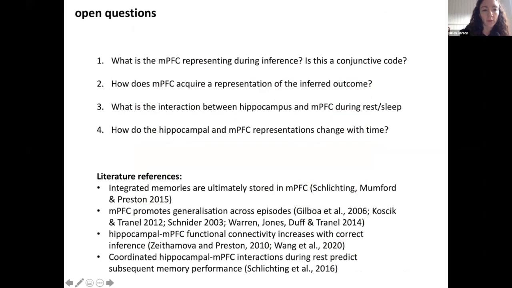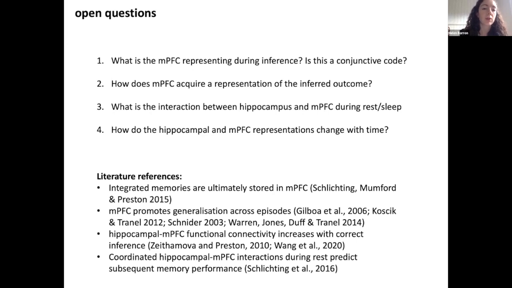So I guess I have 4 questions. What is the medial prefrontal cortex actually representing during inference? Is it a conjunctive code? Because it seems to be representing an inferred outcome, but it's doing so in response to this prospective code, potentially. It seems like it's doing it in response to the prospective code coming from the hippocampus.